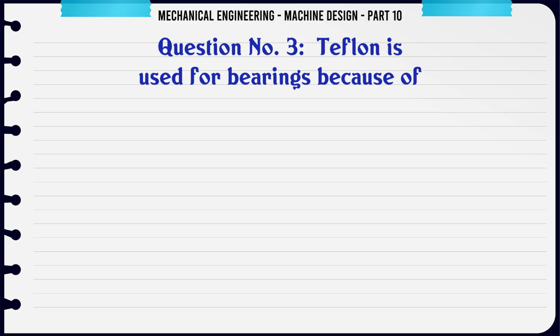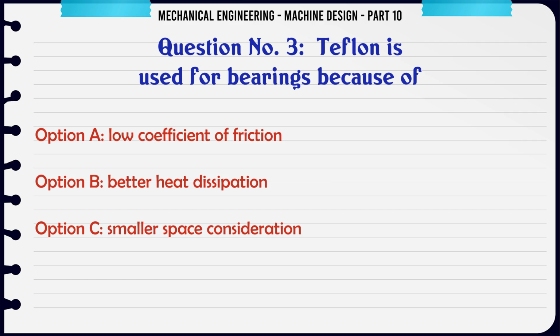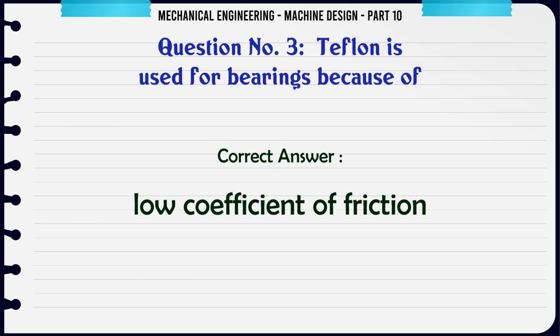Teflon is used for bearings because of A. Low coefficient of friction. B. Better heat dissipation. C. Smaller space consideration. D. All of these. The correct answer is low coefficient of friction.